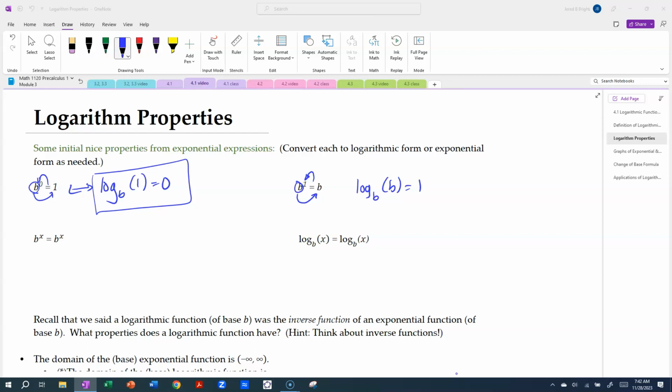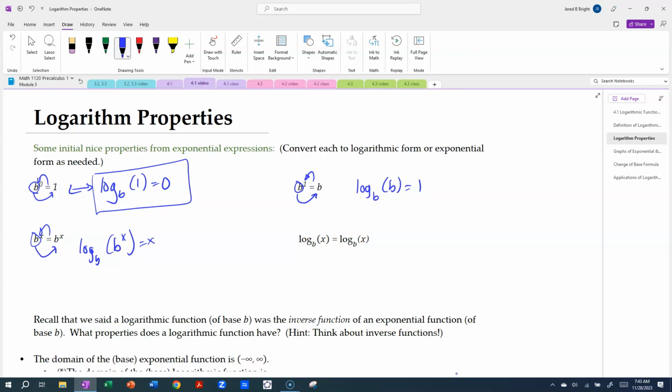B to the x is equal to b to the x. Okay, so now this is going to be a little weird, but let's circle the base. This would be log base b of b to the power of x is equal to x. Okay, more on this in a later video series, but if we have log base b of b to the x, we just get out x.